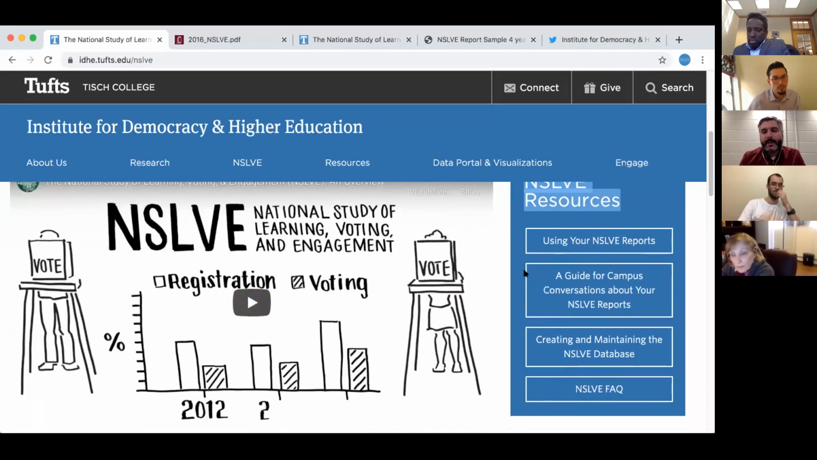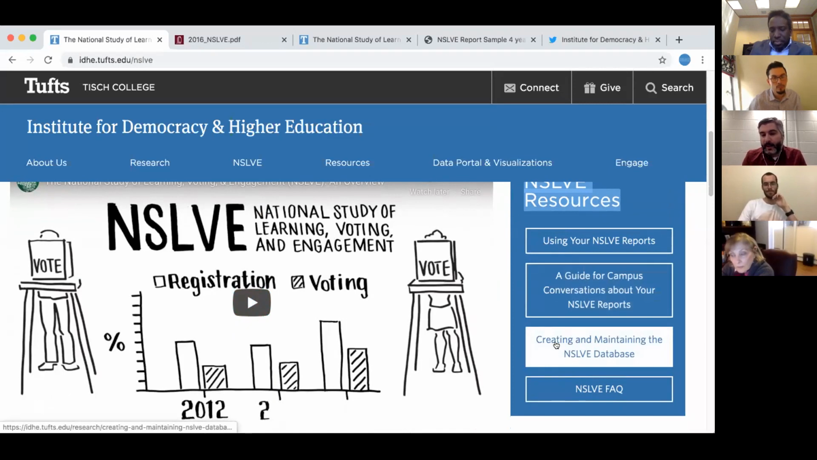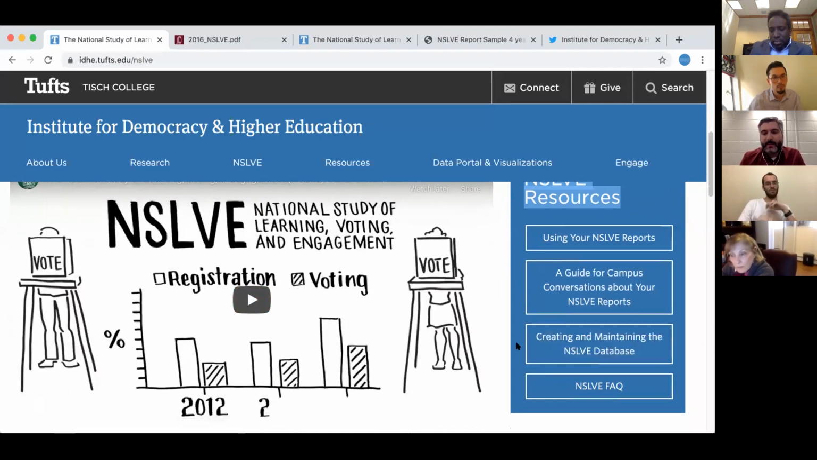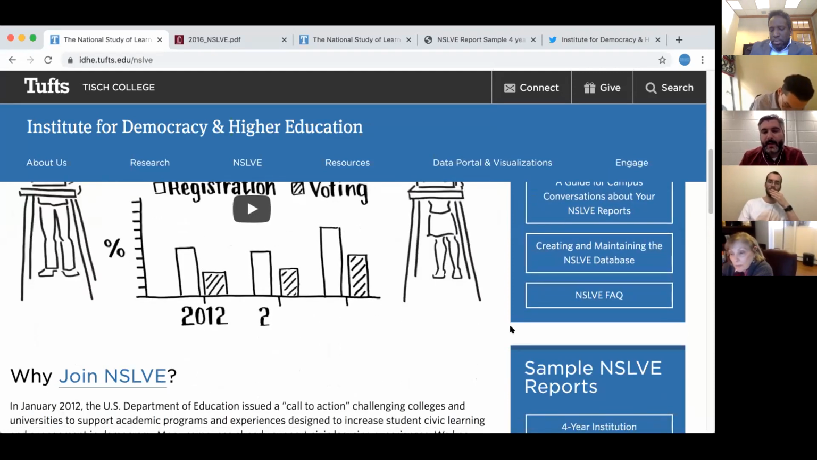Once you receive your report, you can look at how to use the reports, a guide for campus conversations about NSolve reports, and how we create NSolve and maintain this database that's enormous. Like I said, there's around 1,100 campuses, and what that translates to in terms of real numbers of students is a little over 10 million college students in the United States. To give you a sense of how proportional that is, there's about 18 million college students enrolled at this moment. So our study accounts for in the 50 to 60% range of all students. So it's a pretty impressive research tool.